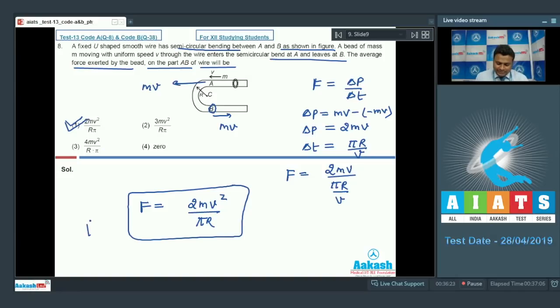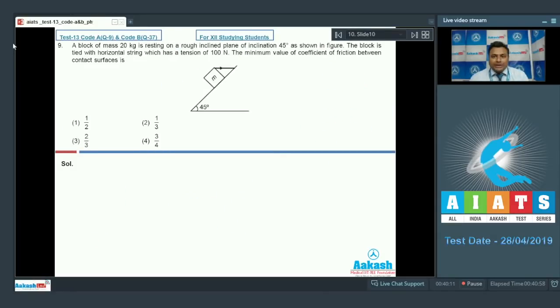Option number 1 is perfectly matching, so I'll go with option number 1 only. Move on to the next, that is number 9. So here is question number 9, everyone. A block of mass 20 kg is resting on a rough plane of inclination 45 degree as shown in the figure. The block is tied with a horizontal string which has a tension of 100 Newton. The minimum value of coefficient of friction between the contact surfaces is what? Now the block has to be at rest and we have to calculate the minimum value of friction.